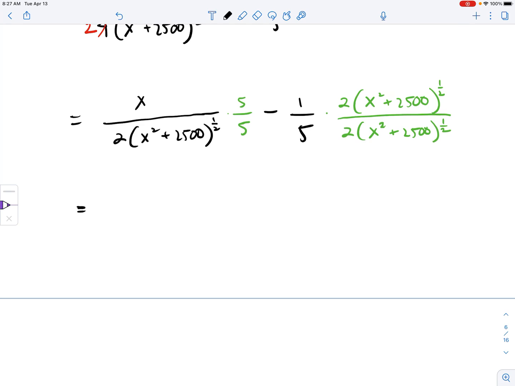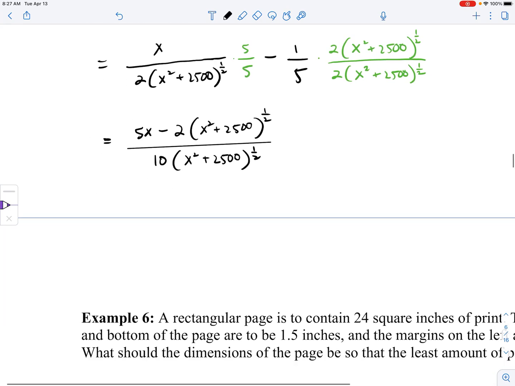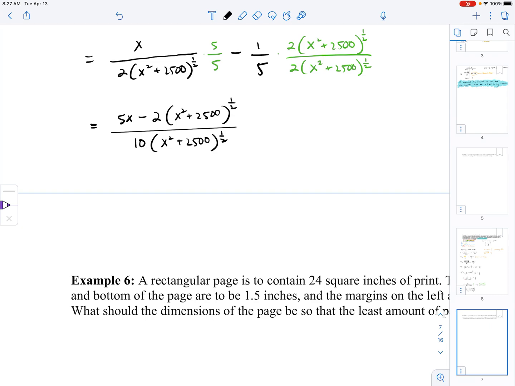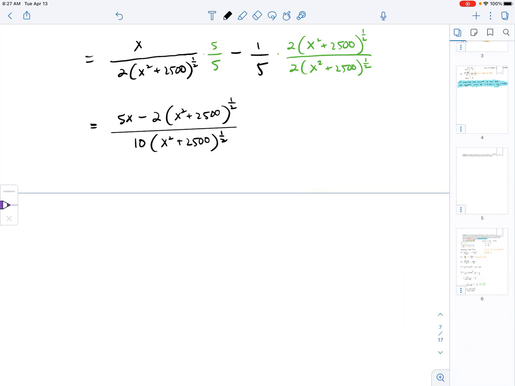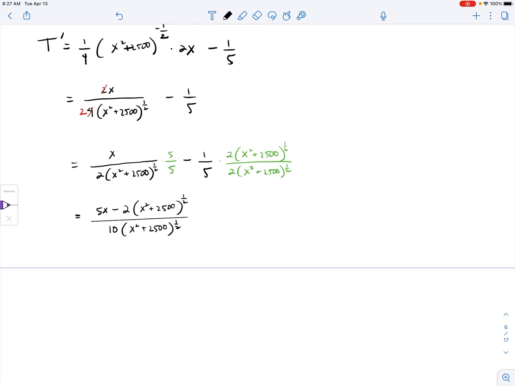So our numerator will become 5x minus 2 times x squared plus 2500 to the 1/2 power over 10 times x squared plus 2500 to the 1/2 power. And again, if you want to change that to be square roots instead of 1/2 power, that's totally fine. Okay, so that's t prime.